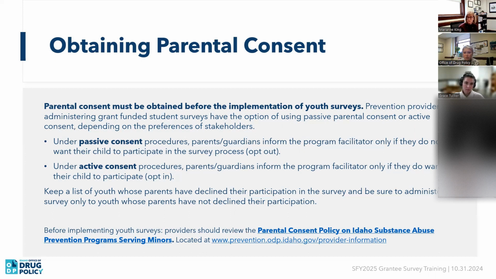Before implementing youth surveys, providers should review the parental consent policy on substance abuse prevention programs serving minors, located on the prevention provider information webpage. It's also hyperlinked in the survey administration instructions. More information, including the ODP parental consent policy, the sample survey forms, and a fillable PDF parental consent form, can all be found on that ODP prevention website as well. I'll also share that link in the follow-up email after this webinar.